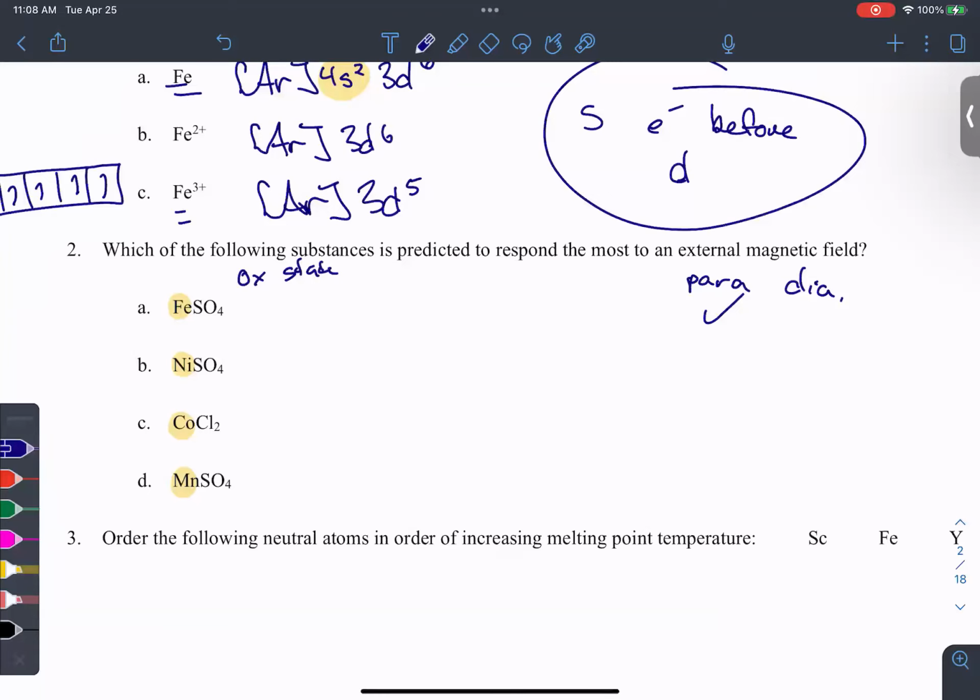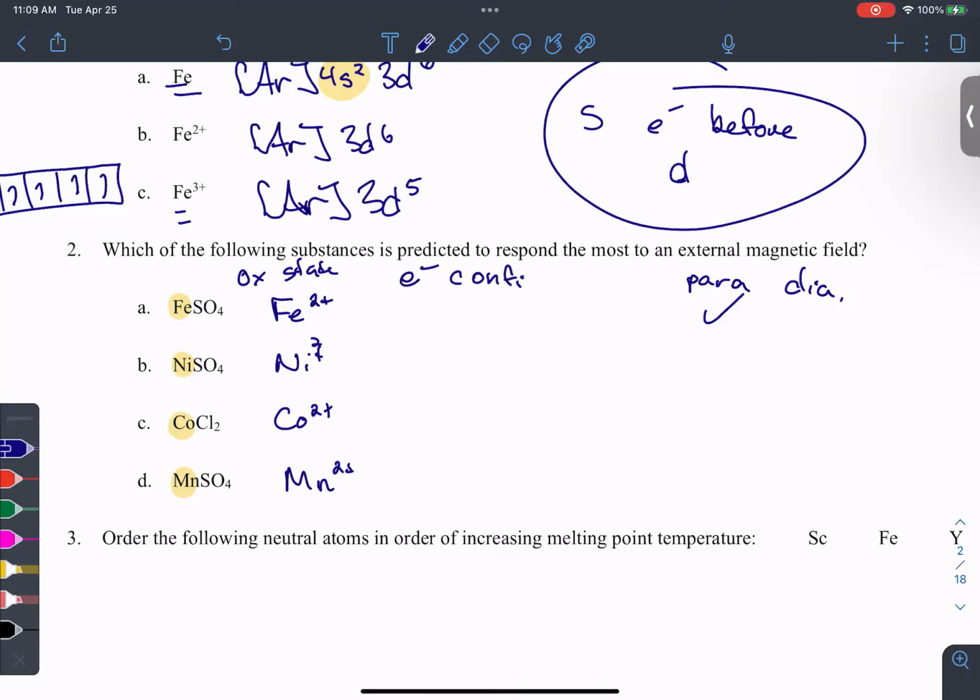So iron sulfate, what's the charge of that iron? It's iron 2+, yes. Nickel? Also 2+. Cobalt? Also 2+. Whoops, I didn't put a 2 there. And manganese? Also 2+. So all of these have 2+ oxidation states, but we need to go one step further and actually get their electron configurations.